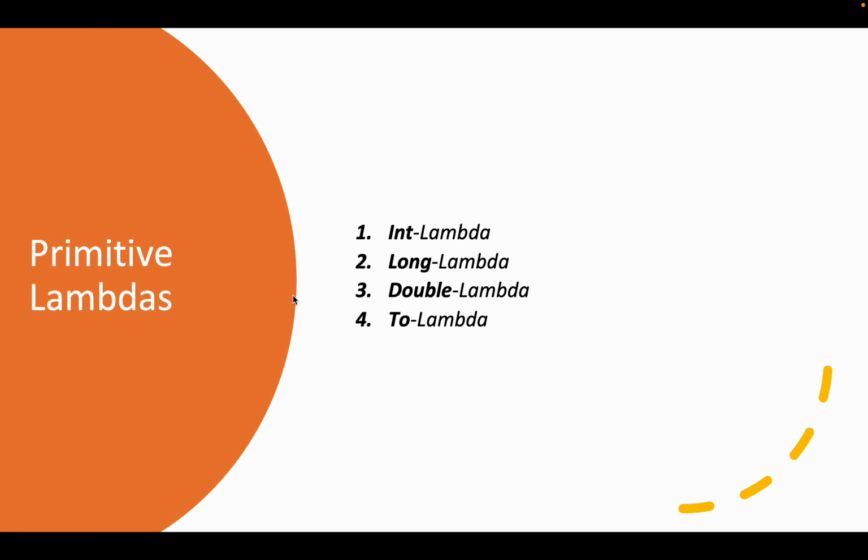Then we have primitive lambdas. So with primitive lambdas, you have int lambdas, as we will see them in the code demonstration. We have long, double. We also have the "To" lambdas. So when I say "To" lambda, it means there is another name here. This is just a prefix for the name of the lambda. So if it's int, it can be int whatever, it can be long, double, it can be long something, double something. So it's just a prefix. So those are primitive lambdas.